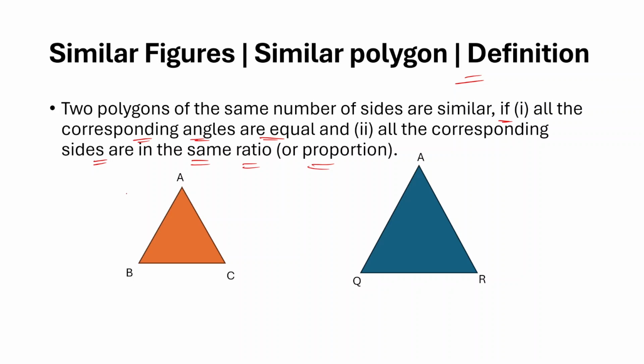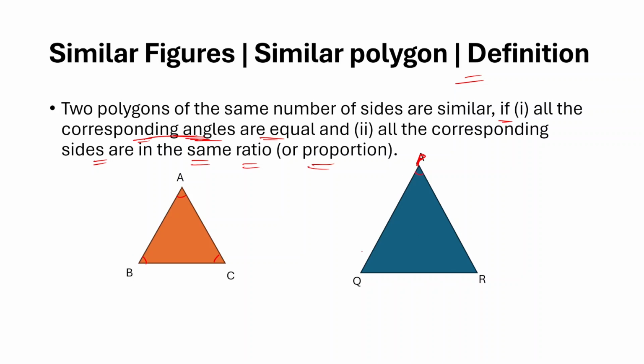Similar figure or similar polygon definition or theorem. Two polygons of the same number of sides are similar only if all the corresponding angles are equal. Okay, if we take an example of this, here we have two triangles. We have angle A, angle B and angle C, right? And here we have angle P, we call this as PQR.